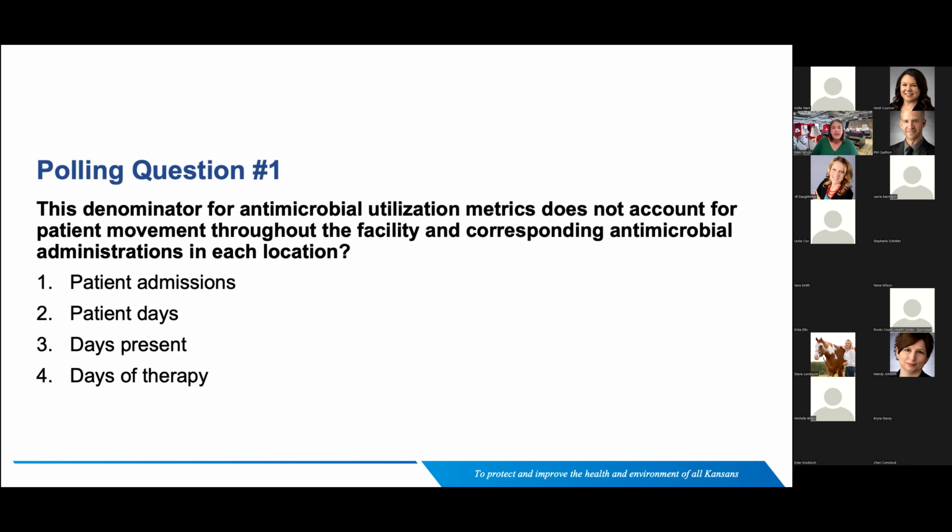Okay, so this is leading us into our polling question number one. Please make sure that you are answering our polling question, especially for CE credit. This denominator for antimicrobial utilization metrics does not account for patient movement throughout the facility and corresponding antimicrobial administrations in each location. Is that admissions, patient days, days present, or days of therapy?